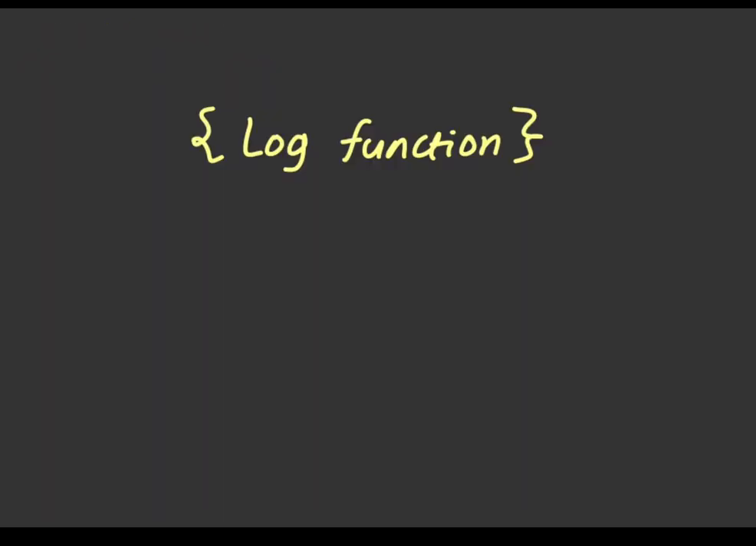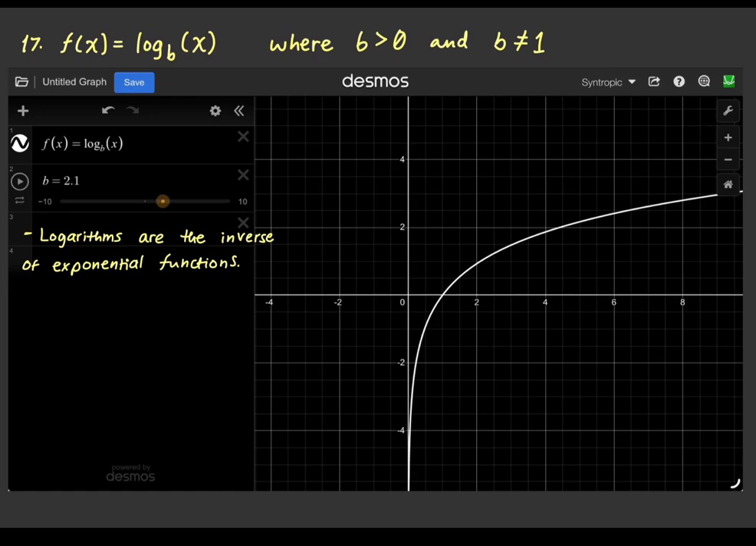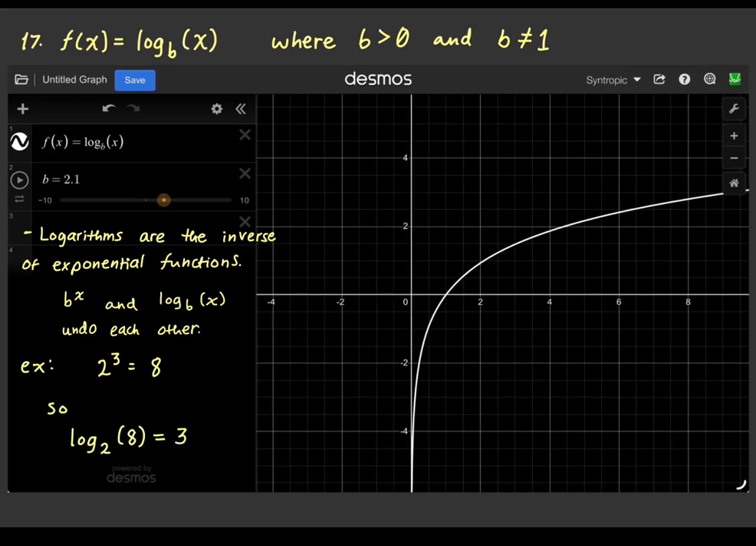Now let's move on to the log function, where f of x equals log b of x, where b is bigger than 0 and b is not equal to 1. Logarithms are the inverse of exponential functions. B raised to the power of x and log b of x undo each other. And here's an example. 2 cubed equals 8, so the log 2 of 8 equals 3.